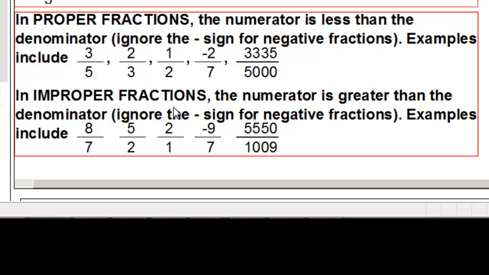In improper fractions, the numerator is greater than the denominator, and again ignore the negative sign for negative fractions. Examples include 8 over 7, 5 over 2, 2 over 1, -9 over 7, 5550 over 1009. Notice here 8 is greater than 7, 5 is greater than 2, 2 is greater than 1, 9, forget about the negative sign, is greater than 7, and 5550 is greater than 1009. So all of these are improper fractions.